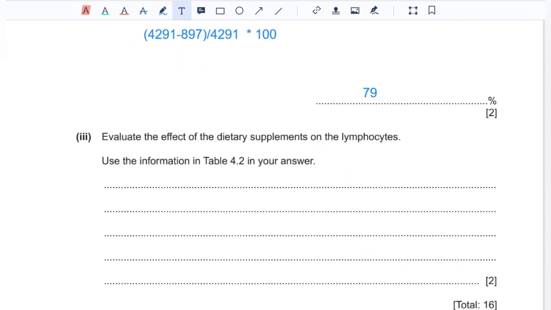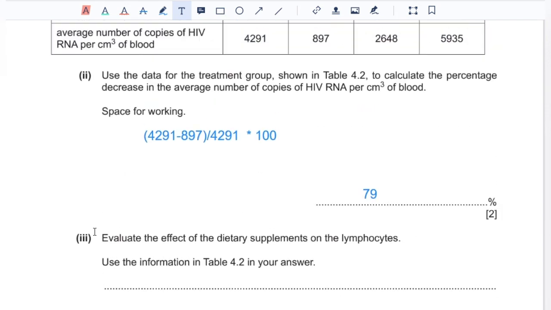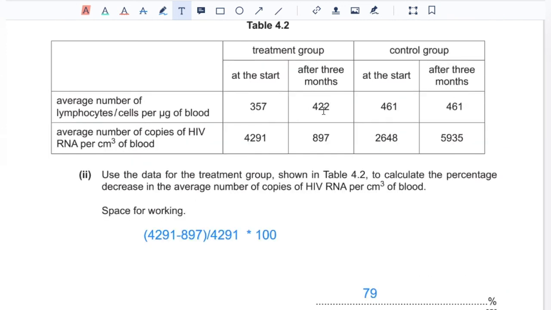To evaluate the effect of the dietary supplements on the lymphocytes, use the information in Table 4.2 in your answer. As you can see in the treatment group, for the people who were given dietary supplements, the number of lymphocytes is going to increase after 3 months. So after they've had the dietary supplements, they are facing an increase in the number of lymphocytes. In the control group, who were not given any dietary supplements, the number of lymphocytes remains the same.